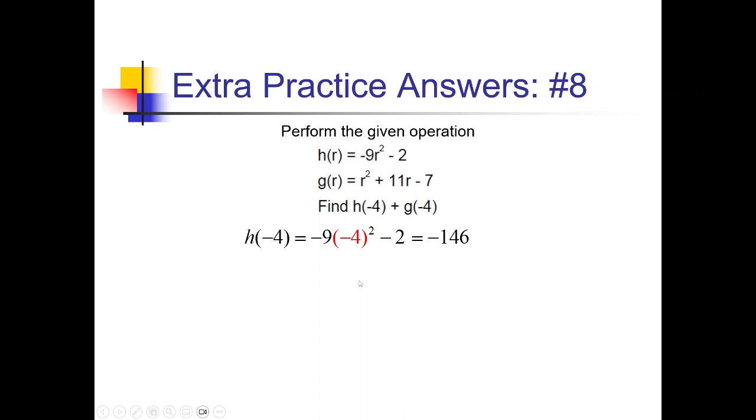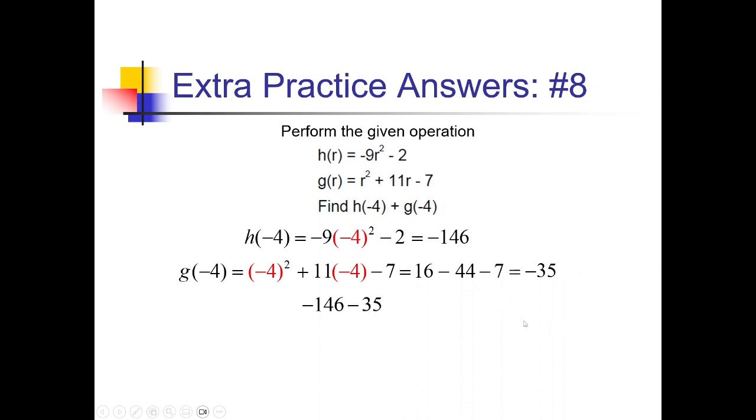And then g of negative 4, that's going to be negative 4 squared plus 11 times negative 4 minus 7. So this is going to be, let's see here, 16 plus negative 44, so negative 28, minus a 7 is going to be negative, hold on a sec. Yeah, 16 minus 44 minus 7, yep, that's negative 35. I actually showed my steps there. And then we have to add these together, so negative 146 plus negative 35. This is going to be negative 181.